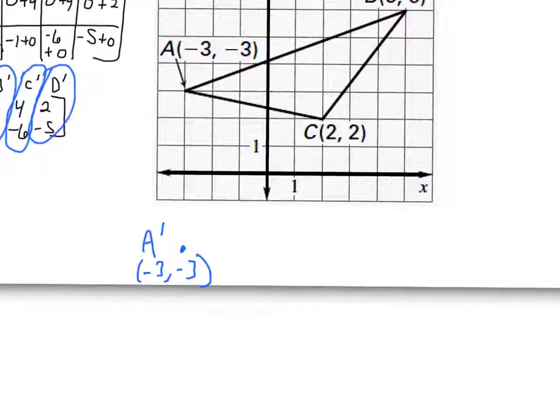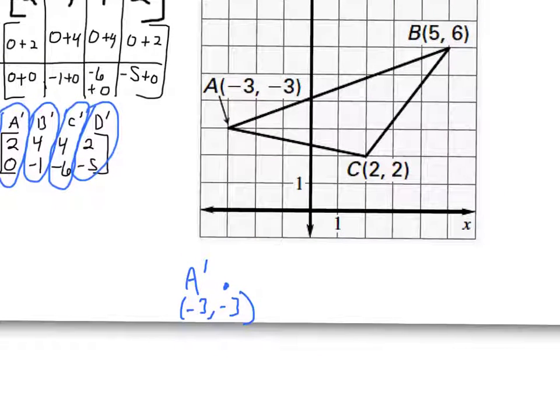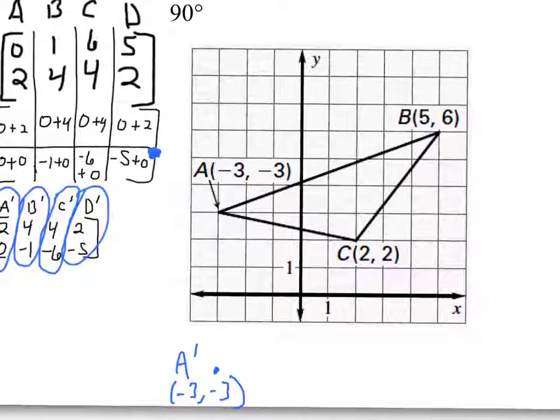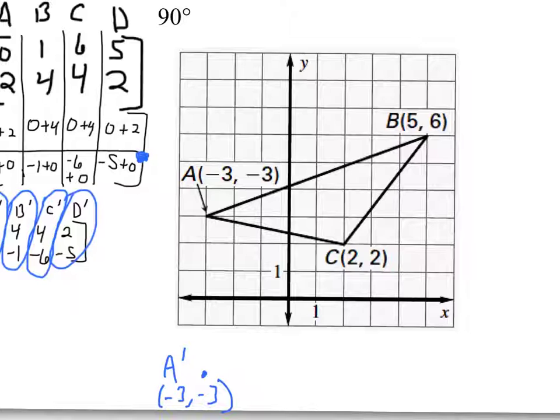B prime is at negative 6, positive 5. So negative 6 and positive 1, 2, 3, 4, 5. Ooh, I'm going to run into my other work here. That's okay. So about right here, if you can see where I'm putting that blue mark there, that's where B prime is going to end up. I'll label it negative 6, 5.